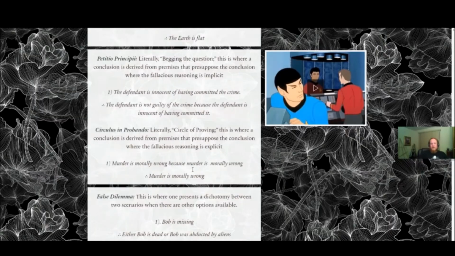The next two are kind of cousins of each other. Petitio principii and circulus in probando. Both of these are examples of circular reasoning, where you're basically saying the same thing twice. I distinguish between them by saying begging the question, or petitio principii, is where you've already assumed what you want to say, therefore you're not proving anything, and it's kind of implied. You're kind of hiding it in begging the question.